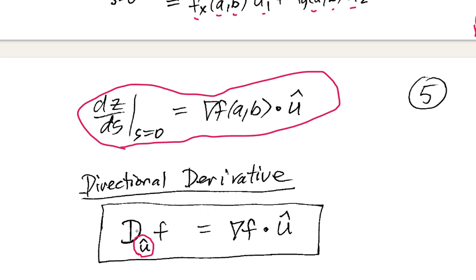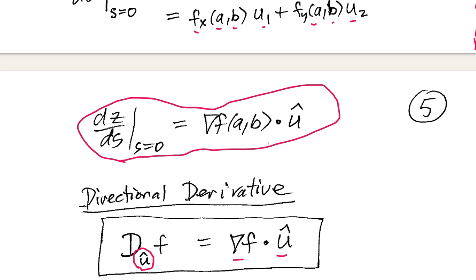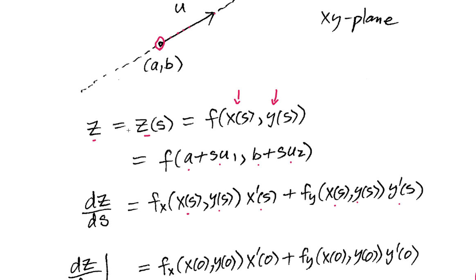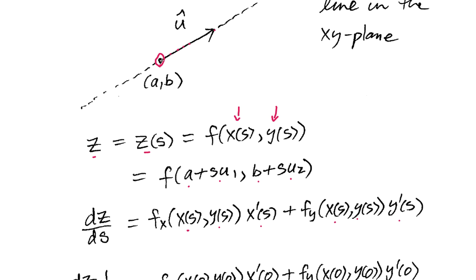Directional derivative, capital D subscript u hat of f, and that's typically evaluated at some point, but you could consider it as a function of x and y. But that's going to be the gradient of f dotted with u. Now, what does it mean here? Let's come back here. You see I'm taking the instantaneous rate of z with respect to s at the point (a, b), when I'm moving in this particular direction.